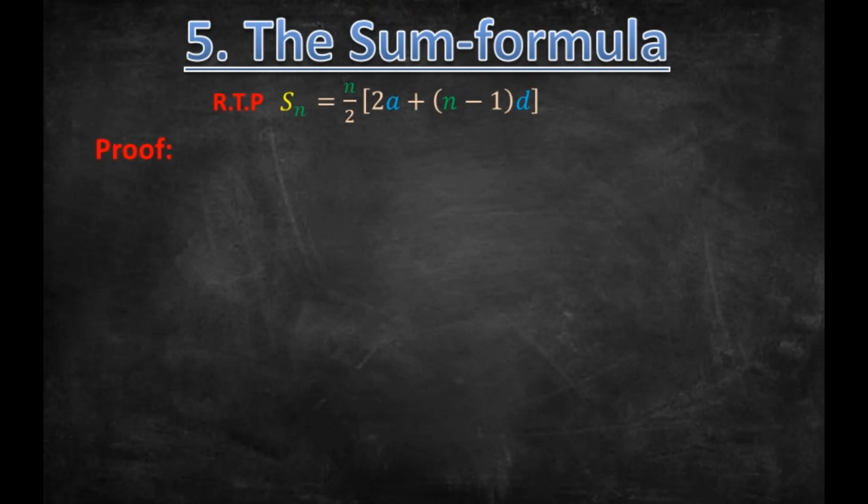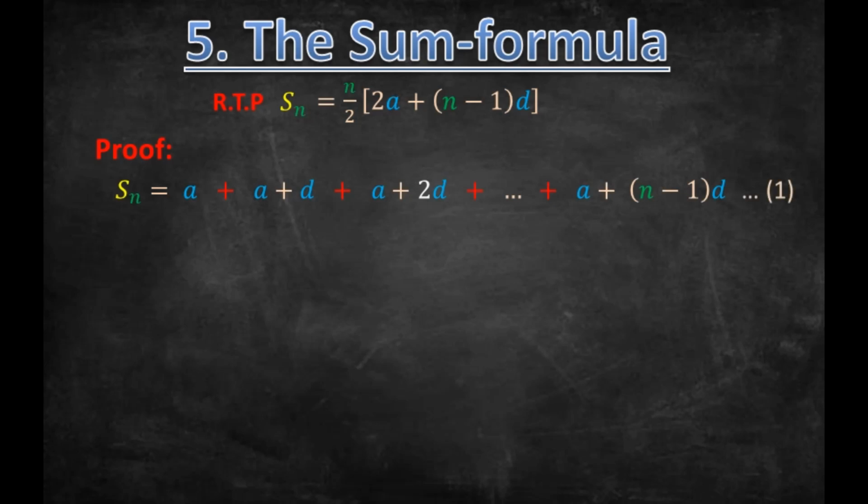Let's look at the proof of the sum formula. We start by writing out the equation for S sub n. In other words, a plus a plus d plus a plus 2d plus all the way up to a plus n minus 1 d. We call this equation 1. And we let the last term, or the nth term, in other words t sub n, equal L. Now we rewrite the equation back to front, starting with the last term L, and in this case subtracting d each time until we get to the first term a. We call this equation 2.